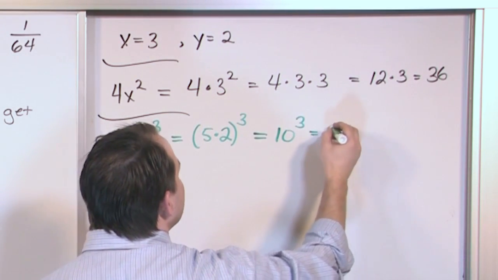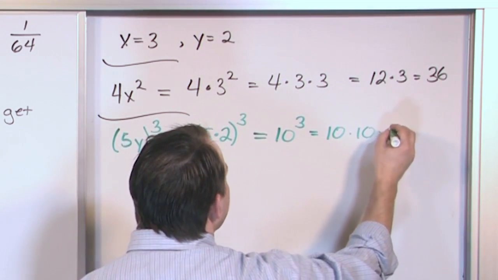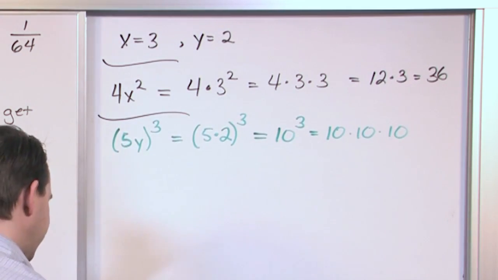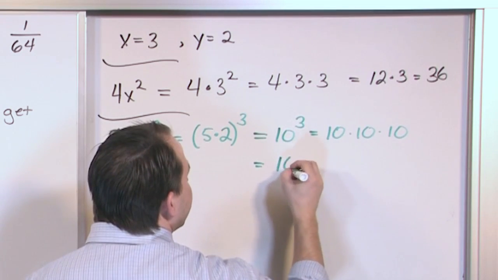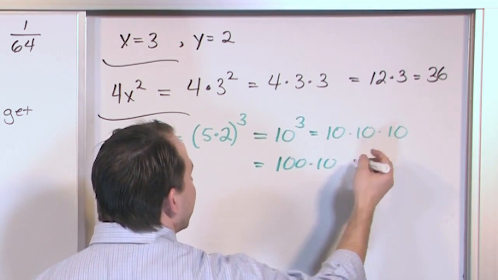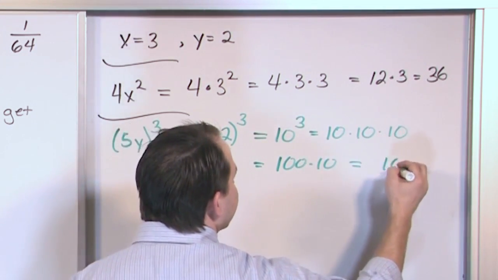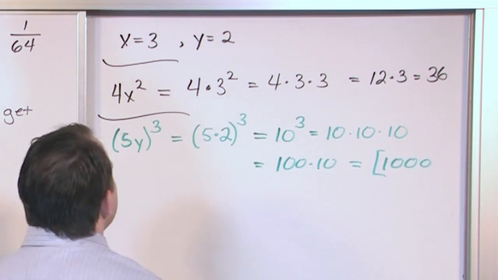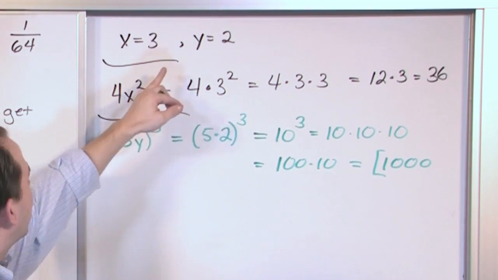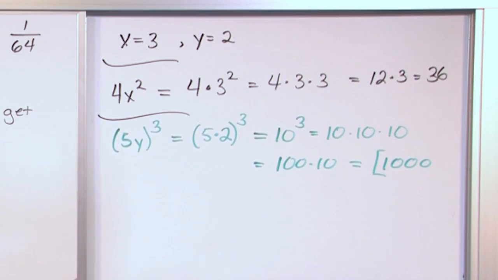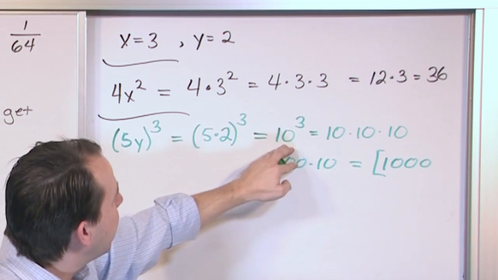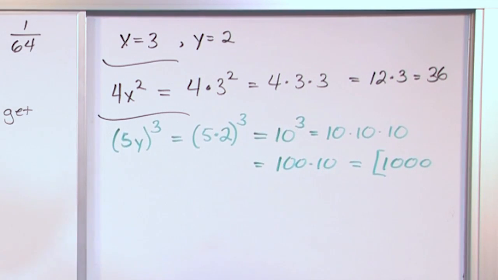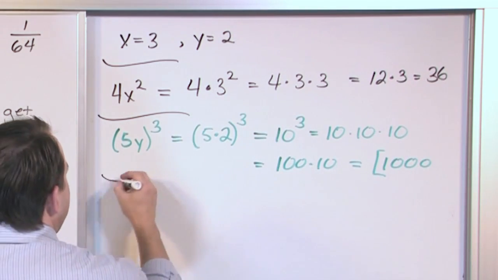Now we have 10 cubed, which is 10 times 10 times 10. And when you take 10 times 10, you'll get 100. Of course, you still have one more 10 to multiply by. And 100 times 10 is 1,000. And that is the answer. So if you take 5y, where y is equal to 2, and you raise the whole thing to the third power, you'll get 1,000. You must do what's inside the parentheses first. That's why we did this 10 first, and then we raised the result. So important. We're going to get to a little bit more of that here in a minute as well.